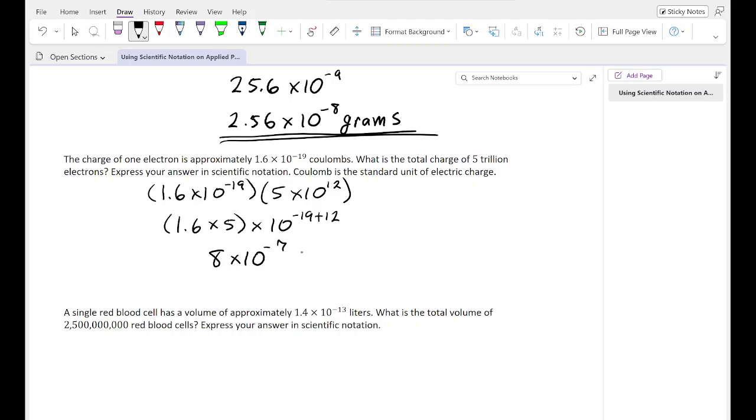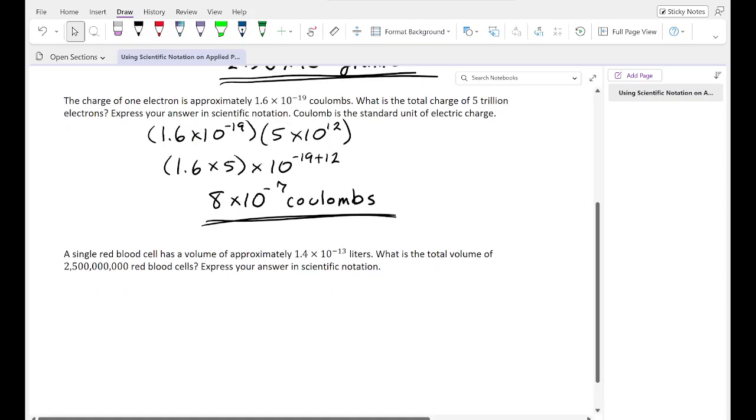And we do not forget, at the end, the unit of measure, coulombs, if that's the correct way to pronounce it. So what is the total charge of 5 trillion electrons? 8 times 10 to the negative 7th coulombs. Let's do one more.